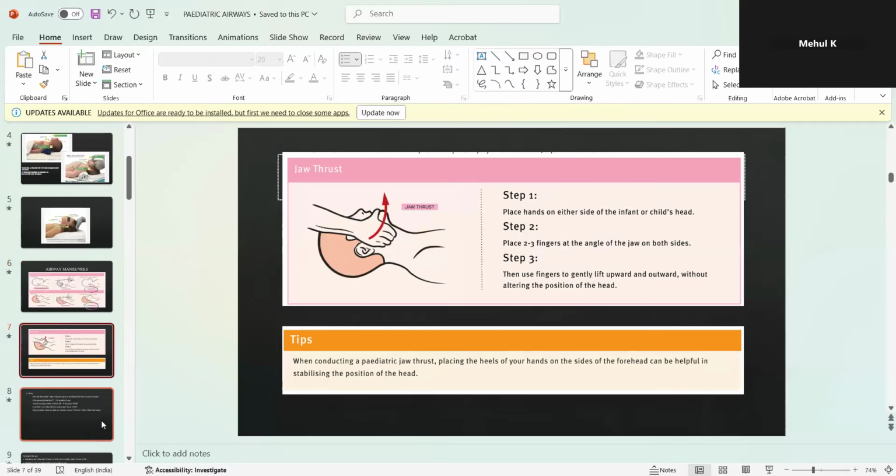When you fail to relieve the airway obstruction by chin lift and head tilt maneuver, what you go for next is a jaw thrust, where you use your fingers to gently lift the mandible upward and outward without altering the position of the head. This maneuver comes in very handy, especially when dealing with injuries of C-spine. While dealing with some kind of pediatric trauma, placing the heels of your hand on the sides of the forehead can actually help in stabilizing the position of the head.